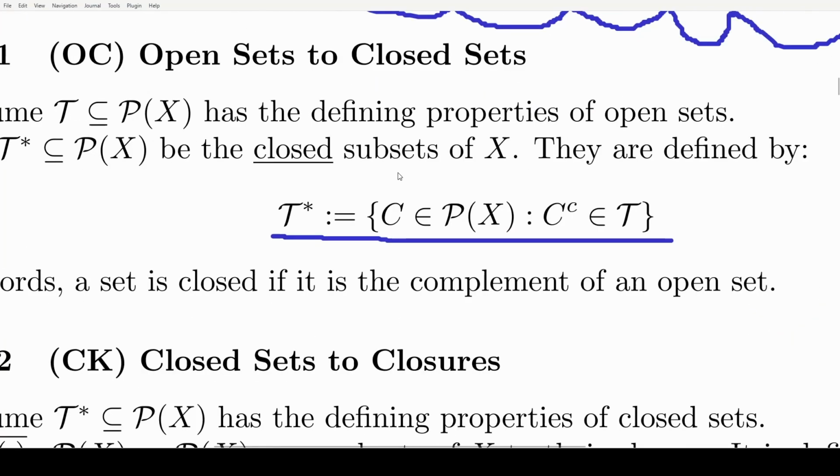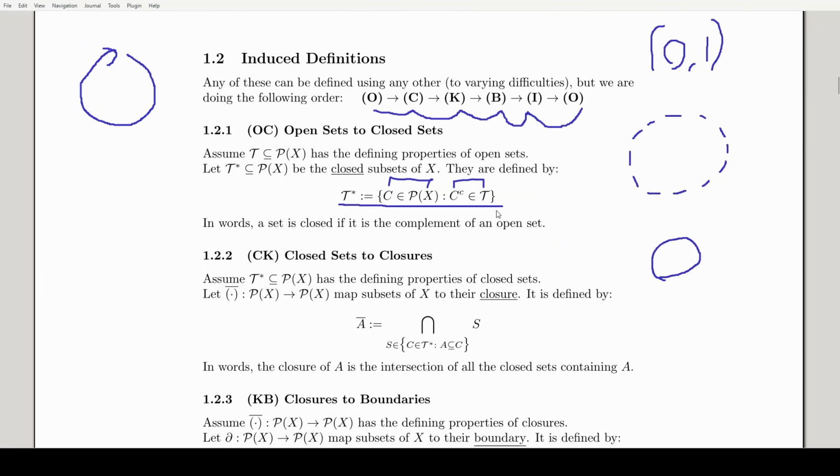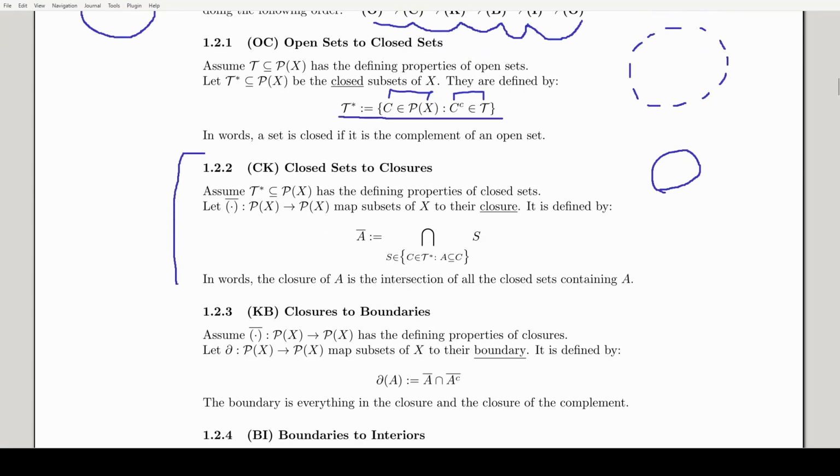You can read it by saying, okay, this is all of the stuff in the power set, all of the subsets of X, and then this restricts it to specifically the ones whose outsides are open, whose complements are open. Okay, so that is closed sets. And then defining the closure with closed sets is probably the most complicated. It's certainly the most complicated.